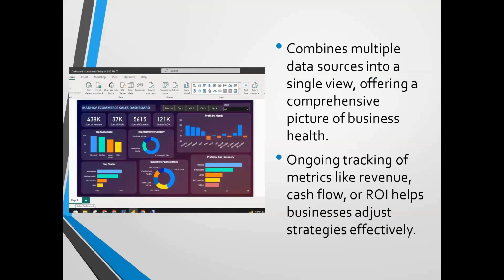Combining multiple data sources into a single view offers a comprehensive picture of the business. Ongoing tracking of metrics like revenue, cash flow, or ROI helps business adjust strategy effectively.